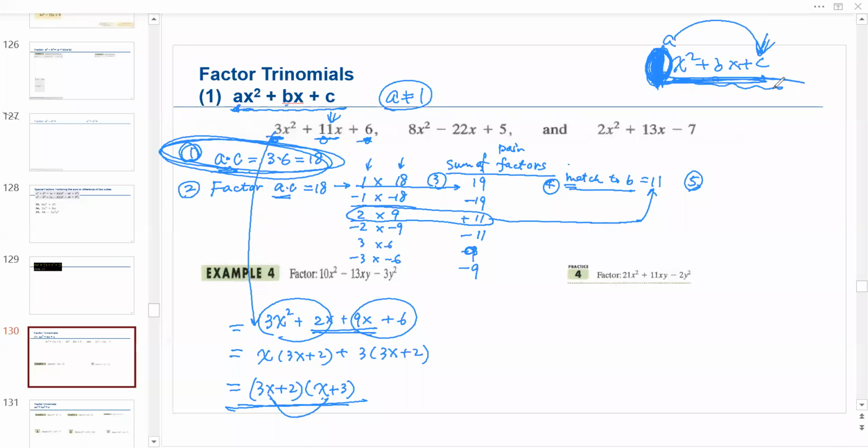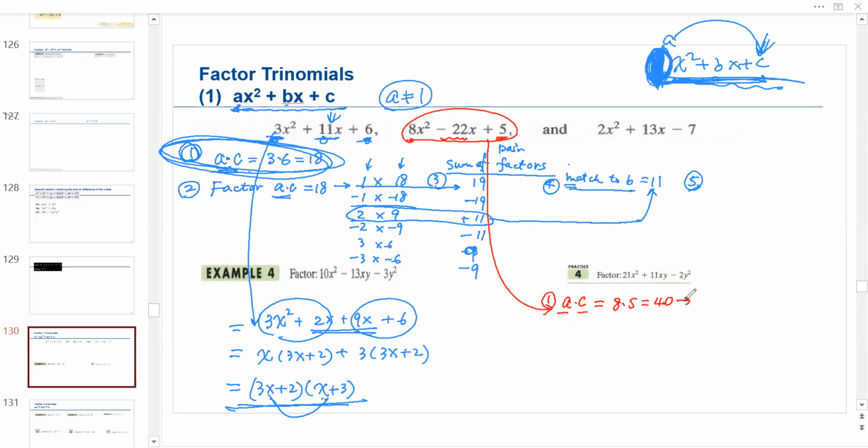Let's see the second example. Let me use different colors, okay? The second example. So what do we need to do? First, A times C. Find ABC. A is 8, B is -12, C is 5. So the first step is A times C equals what? 8 times 5, right now is 40.